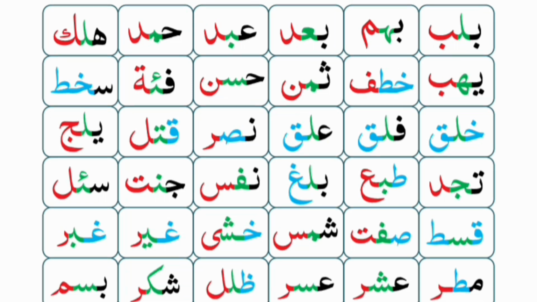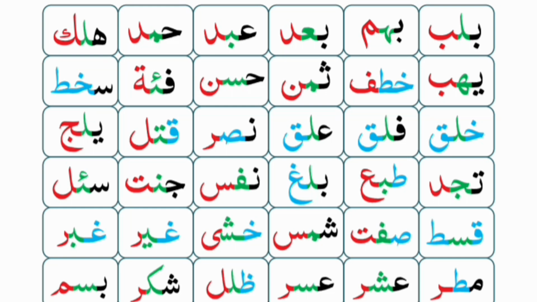Ba, lam, ba. Pronounce each of the murakab letters separately. Ba, lam, ba. Ba. Ba is pronounced from the wet part of both lips. Ba, ha, mim. Ha is pronounced from the bottom part of the throat. Mim. Mim is pronounced from the dry part of both lips. Ba, ha, mim.